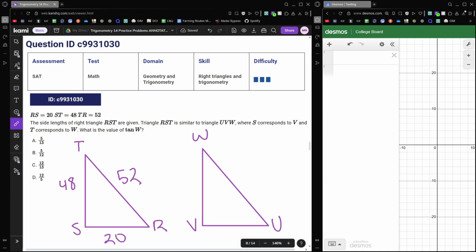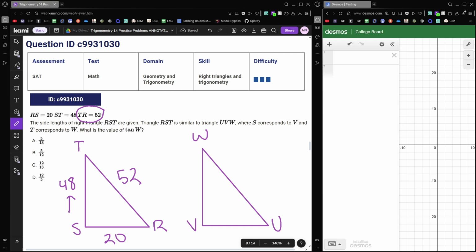Alright, so I went ahead and drew our two triangles. Once again, I knew where to put the letters because the hypotenuse is always going to be the longest side. So here, the side with the longest length is TR, so that had to be our hypotenuse. And then as for the other two sides, it really doesn't matter where you put them. I put the side that kind of looked the second longest with the length that was the second longest.